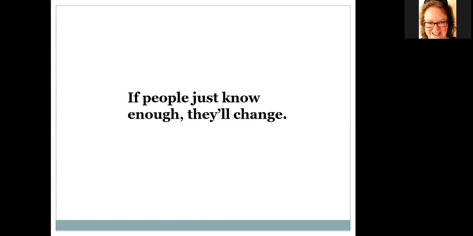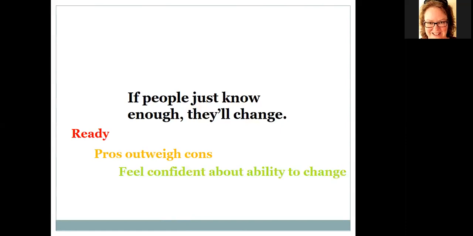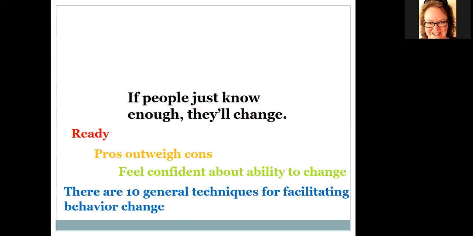So as a recap, according to the TTM, first, people need to be ready to engage in the change. They need to believe that the pros outweigh the cons of making that change. And they need to feel confident about the ability to change. And lastly, there are these 10 processes of change to help people move through the stages of readiness to engage in the new behavior. So what today's presentation was about was giving you an enhanced understanding about what those 10 processes of change consist of, and giving you some initial ideas about how you might apply them to facilitating pro-environmental behavior change.